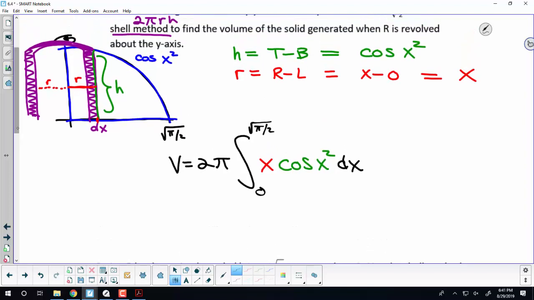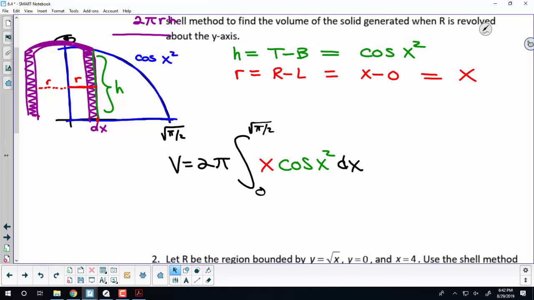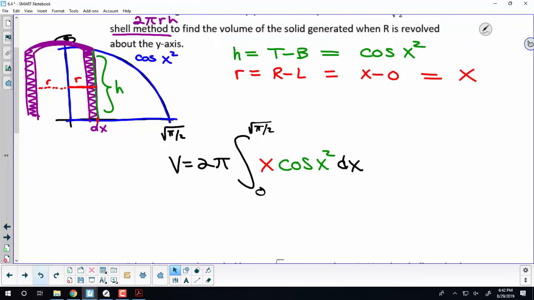Let me get this here. Oh, dude. I don't know if I can grab all that. No, it's good. All right, it stays.